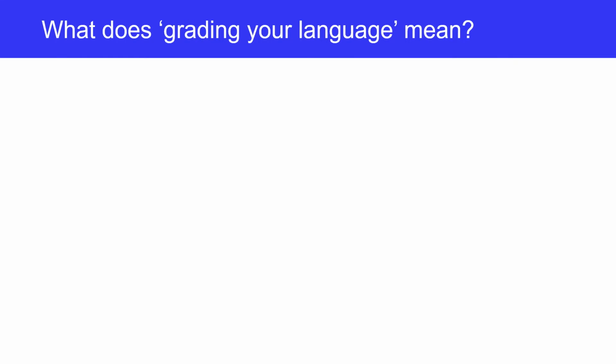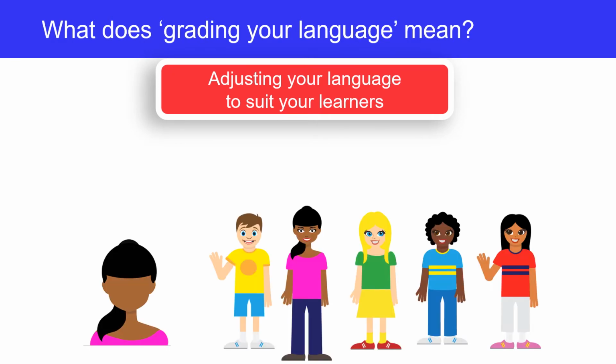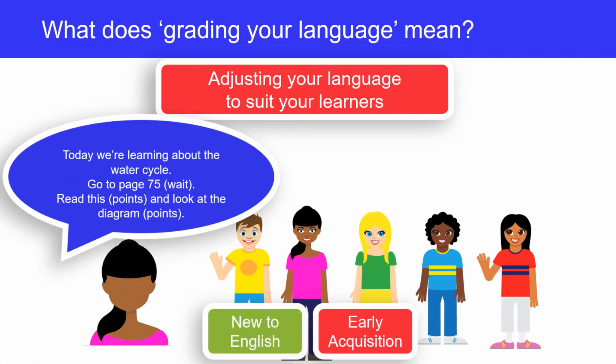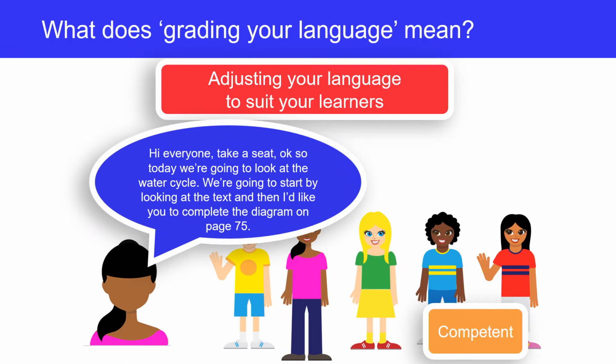Grading your language means thinking about what language you use in the classroom and adjusting it to make it suitable for your learners. The way you grade your language will depend on the English language proficiency of your learner. For example, how you adjust your language for learners who are new to English or at the early acquisition stage will differ to how you grade your language for a learner who is competent.